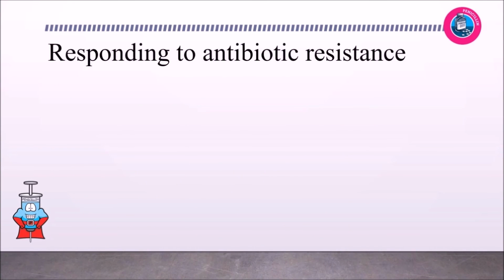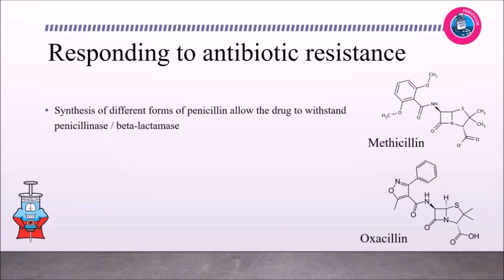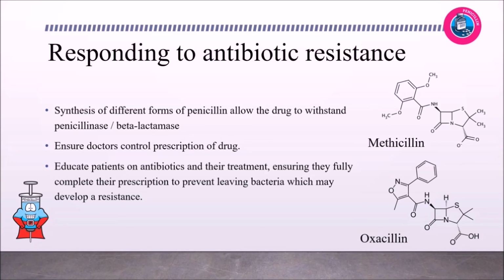There are several ways in which we can respond to this antibiotic resistance. One of these is the synthesis of different forms of penicillin by modifying the side chain, allowing the drug to withstand penicillinase or beta-lactamase by preventing them from binding. Examples of these include methicillin or oxacillin. Other methods include the control or restriction of the use of antibiotics, making them prescription drugs only. Doctors are often encouraged not to overprescribe antibiotics when other treatments are available. Finally, education of patients is also important to ensure they complete their prescribed treatment with antibiotics. This prevents resistant bacteria prolonging the disease or spreading into the community.